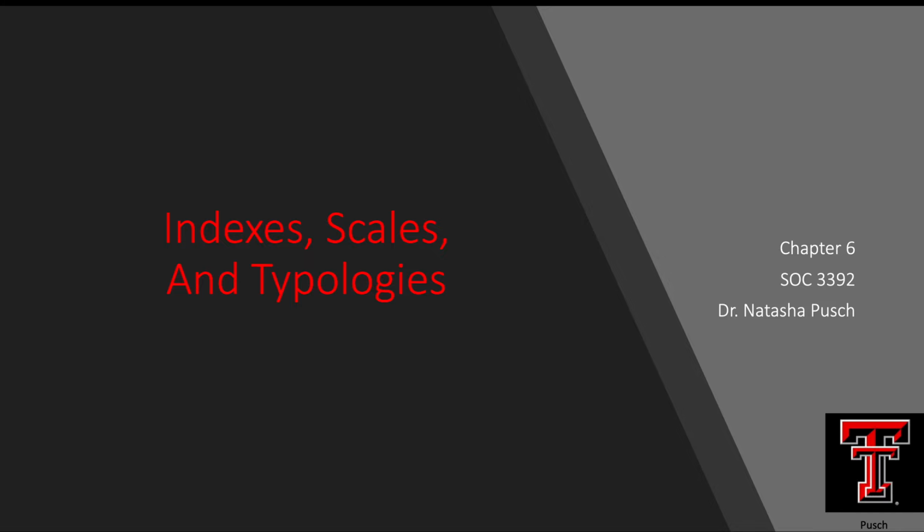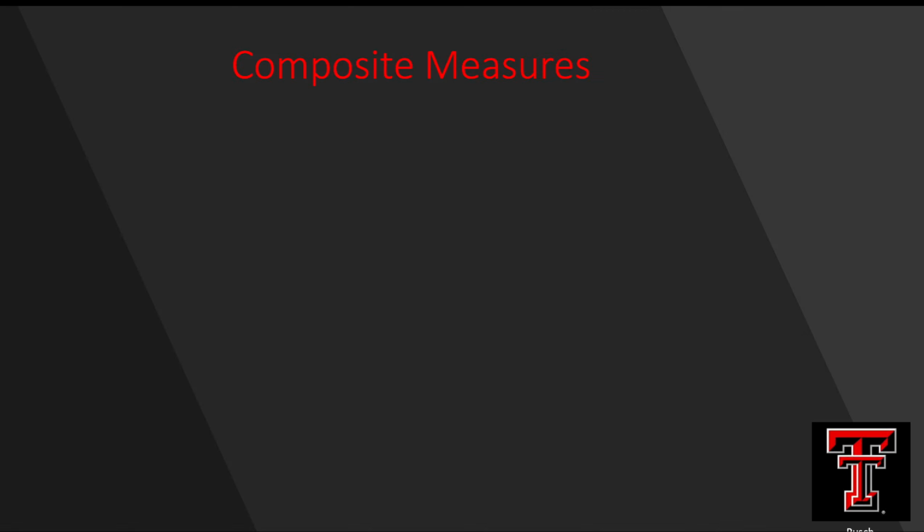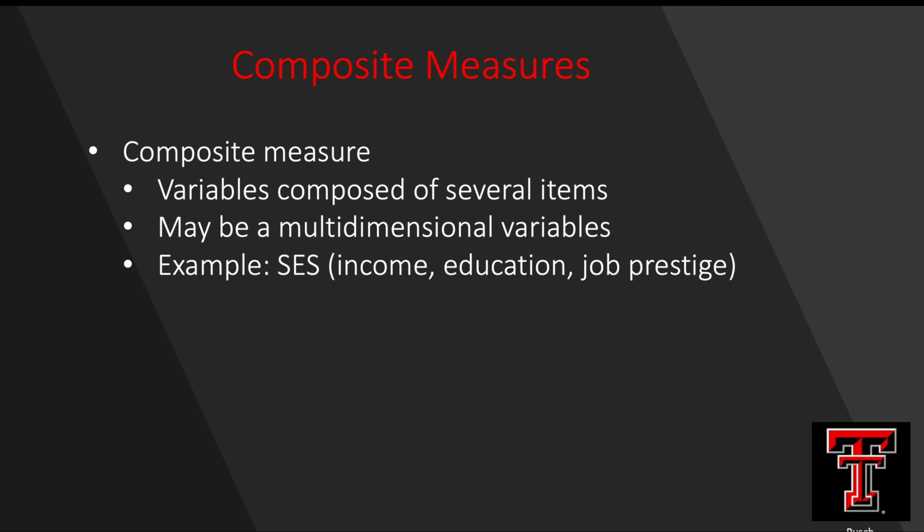This is the PowerPoint for Chapter 6 of Sociology 3392, Indexes, Scales, and Typologies. Indexes, scales, and typologies are all composite measures of variables. So what is a composite measure?